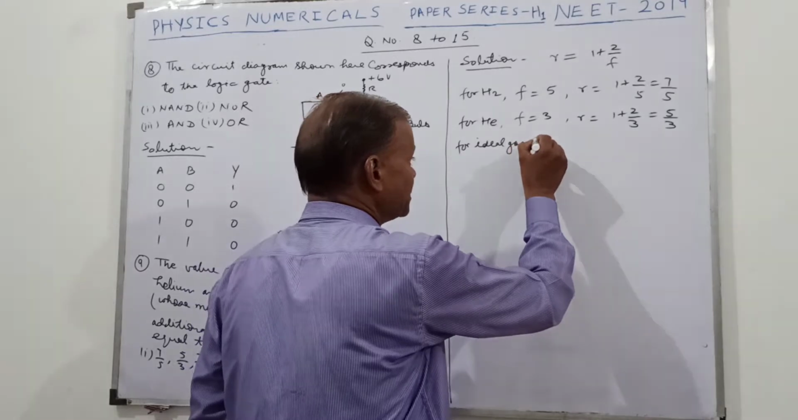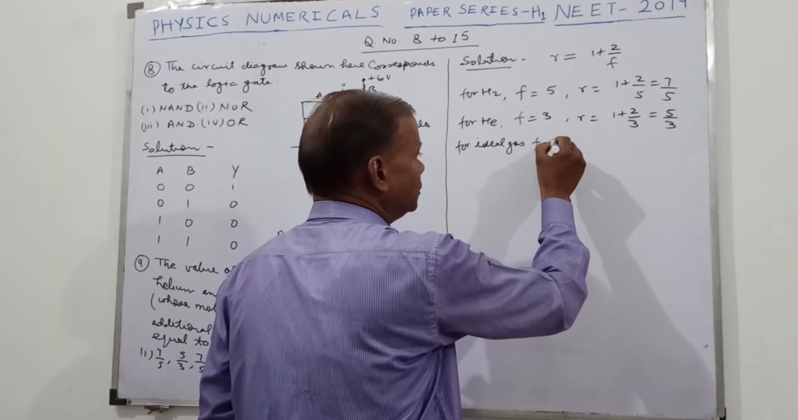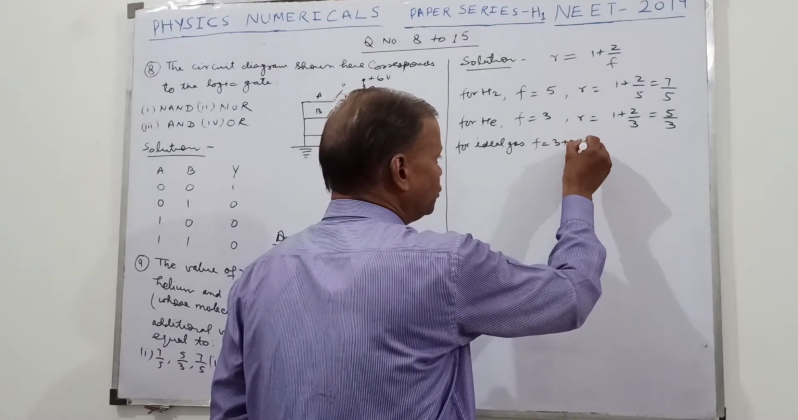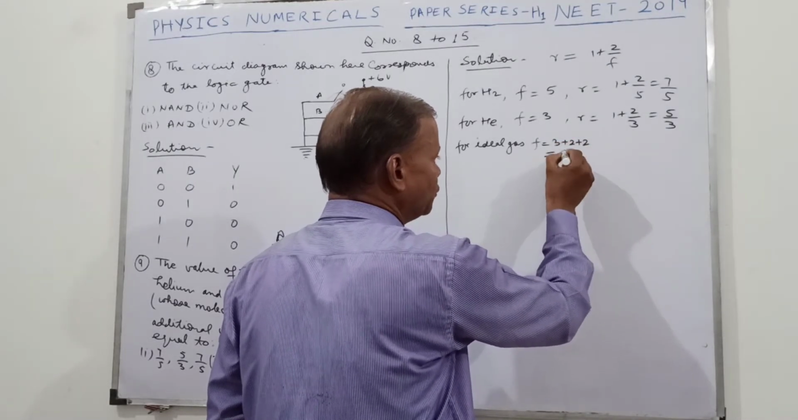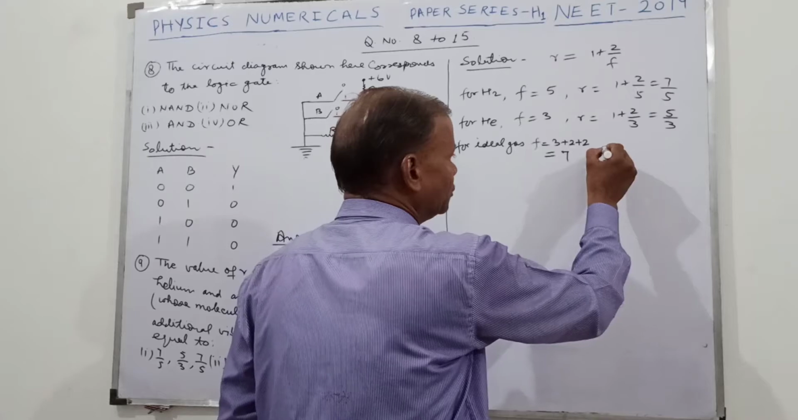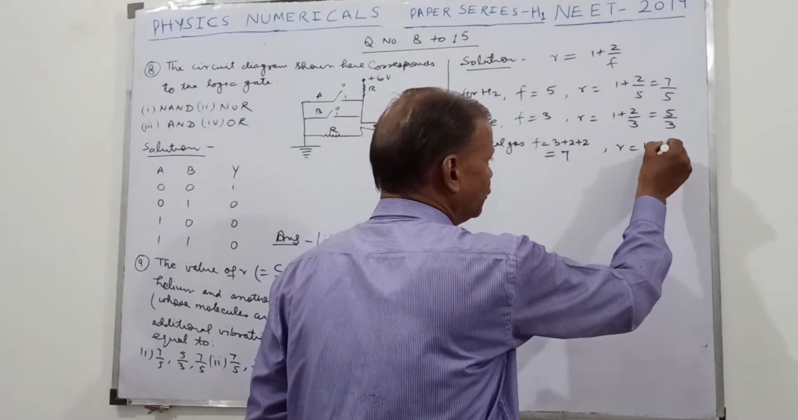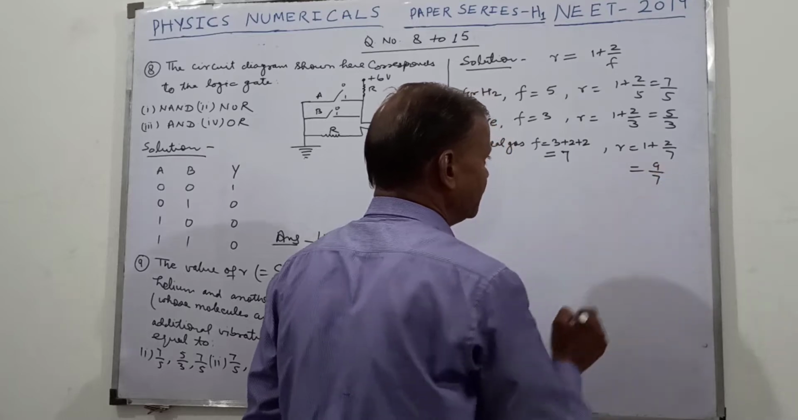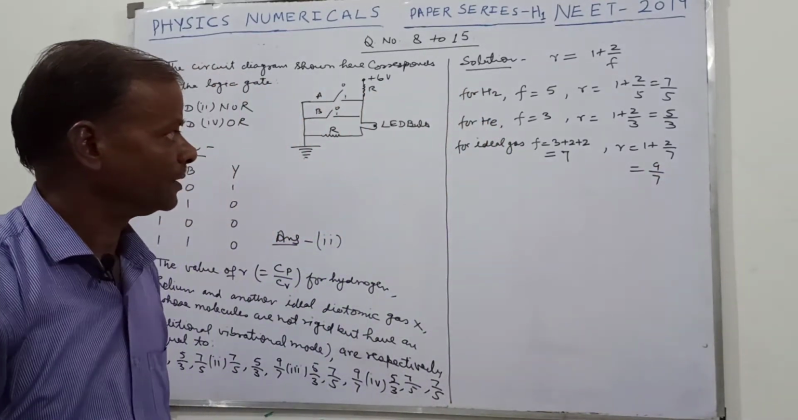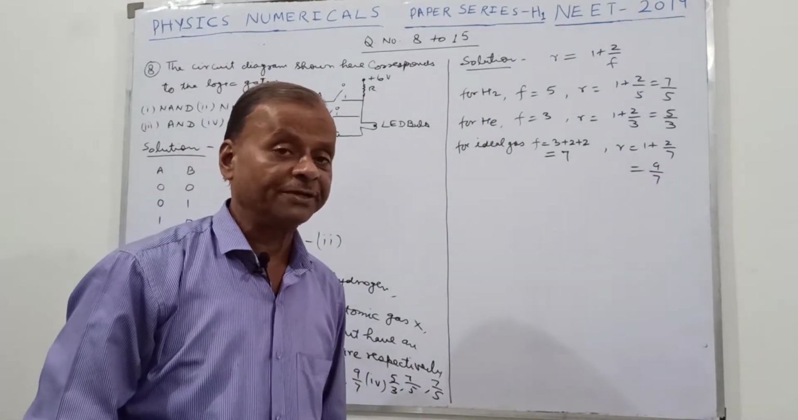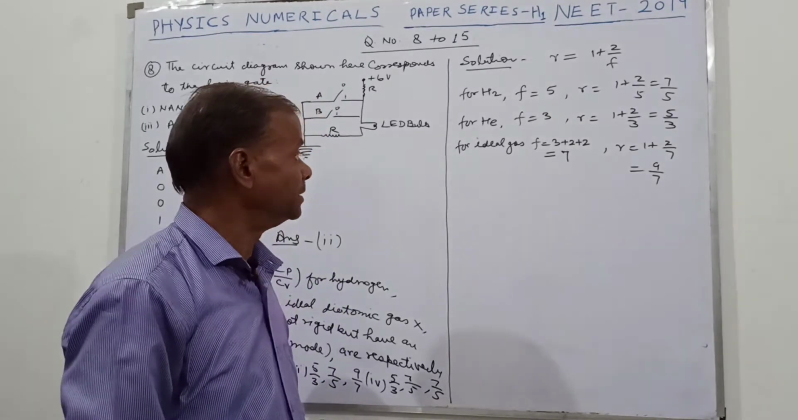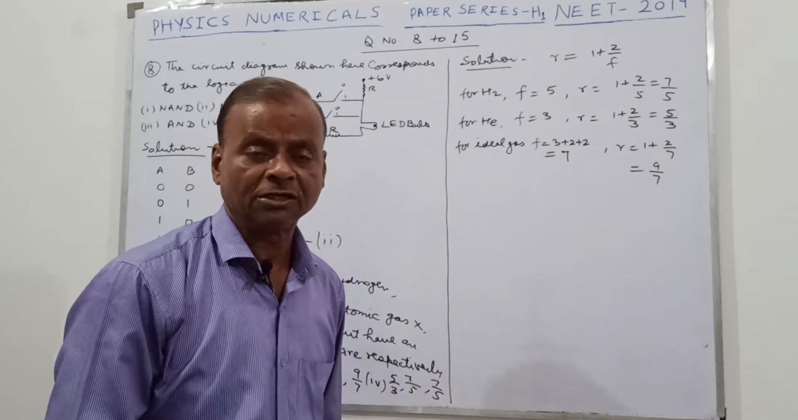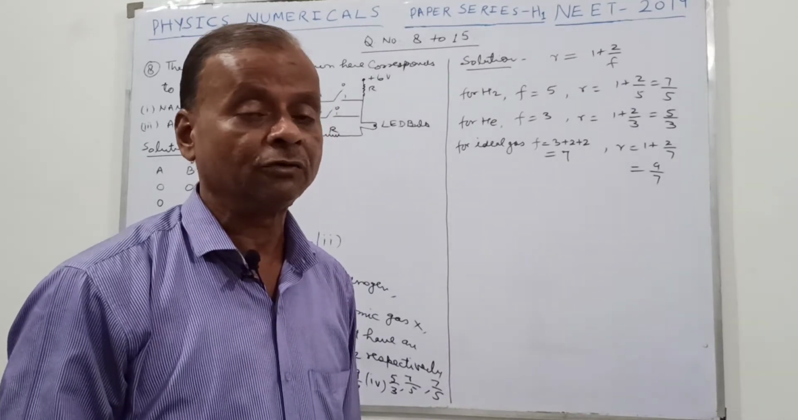So for this, F is equal to 3 translational, 2 rotational, 2 vibrational, so totally equal to 7. So gamma is equal to 1 plus 2 upon 7, so this is 9 upon 7. Though at ordinary temperature the vibrational mode is not taken, if the temperature is more than room temperature, then we take it to be 1.